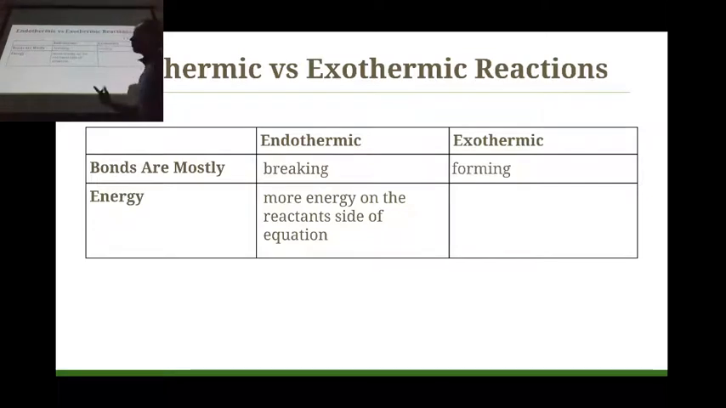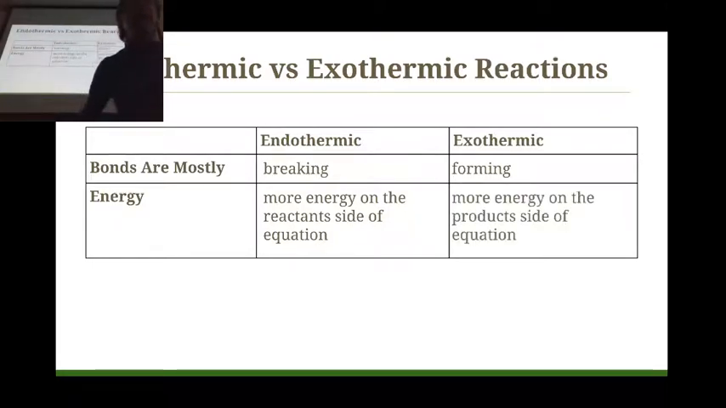With exothermic reactions, bonds tend to be forming, and the energy is mostly on the product side. Okay? And the energy is mostly on the product side. So what that should look like, in this case, the third thing I want you to write down here is that energy is not absorbed, energy is given off. Or released. Okay? So with endothermic reactions, energy is absorbed. With exothermic reactions, energy is released.